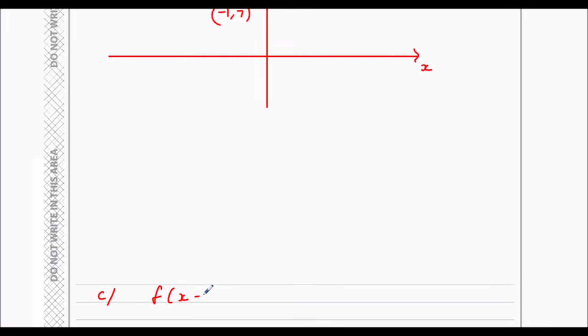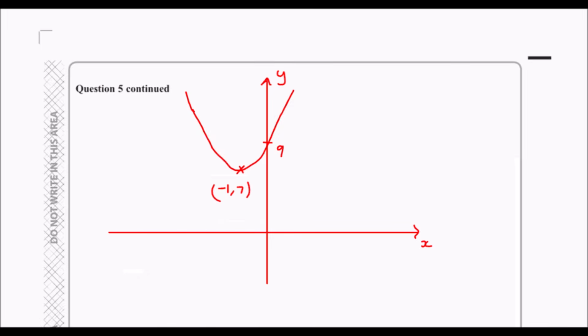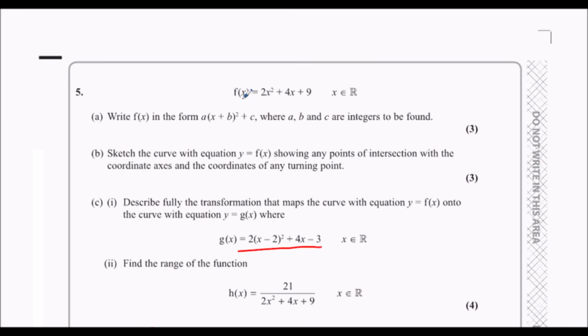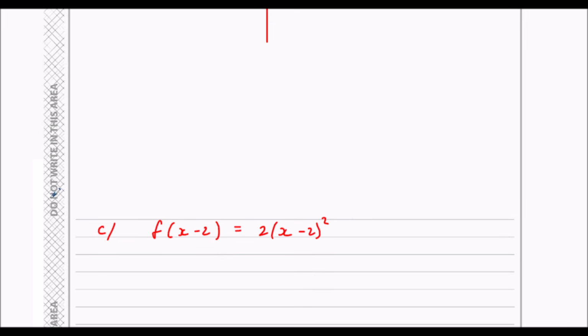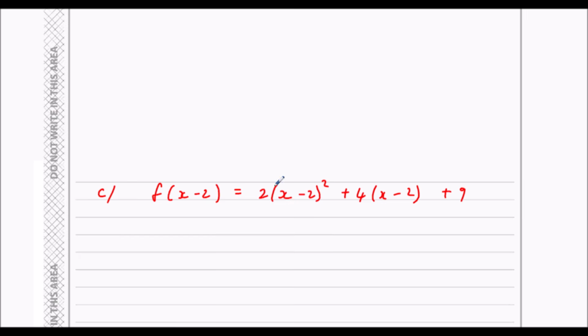So f of x minus 2 is 2 times x minus 2 squared plus 4 times x minus 2 plus a 9. So we wanted the 2 times x minus 2 squared bit. We wanted 4x minus 3 after that. So we've got the 2 times x minus 2 squared. If we expand this bracket, we've got 4x, which is what we wanted, minus 8 plus 9.